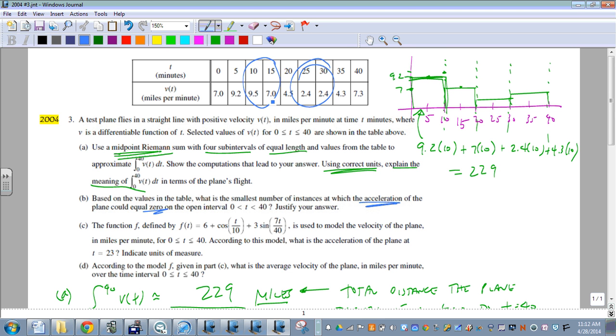So there's 2 times where it's changing from increasing to decreasing or decreasing to increasing. It has to happen at least twice. It could happen more, like in between 30 and 35. It might go up to like 6 and then back down to 4.3. We don't know. But we know at least twice it's going to have to change.